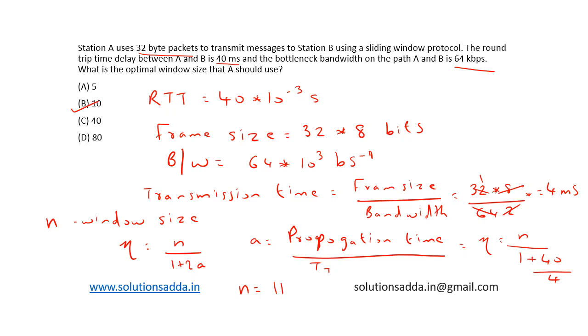And for the maximum utilization, we consider eta as 1. So we'll get 1 equal to n by (1 + 2a). Solving, we will get n equal to 1 + 2a. This would be the answer. So finally, n is equal to 11 and the closest matching option is 10. Option B.